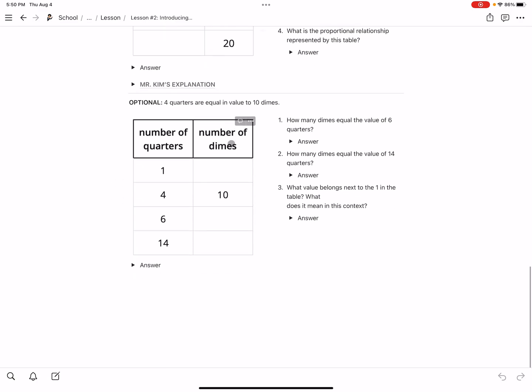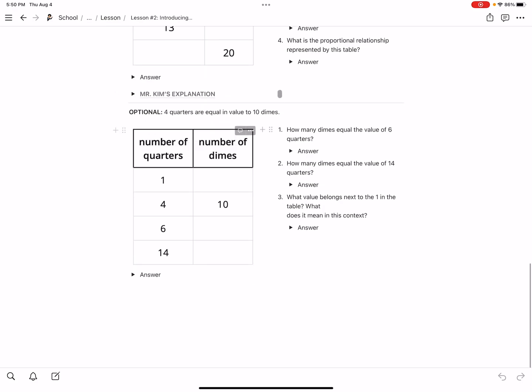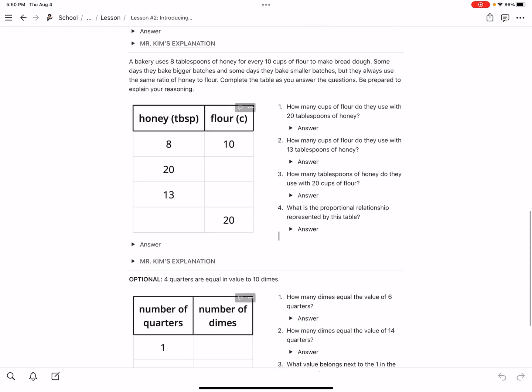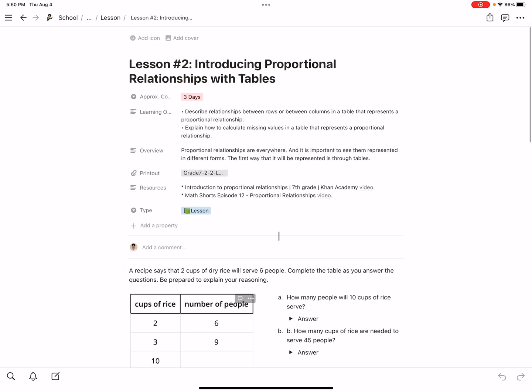Obviously this one as well, and because this one's optional, for this one I didn't explain it, and the reason is because it's an optional problem, and maybe this is a problem that we will do in class together perhaps. So that is how it's broken up.